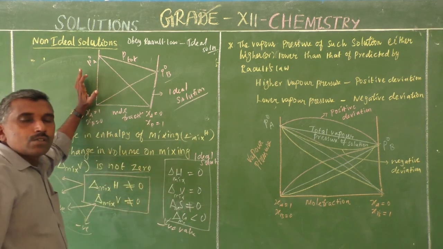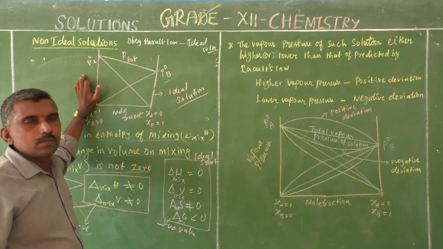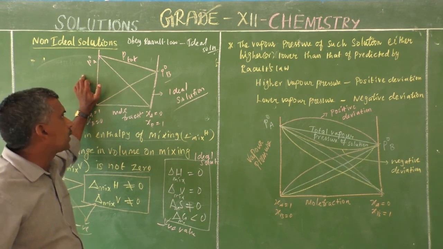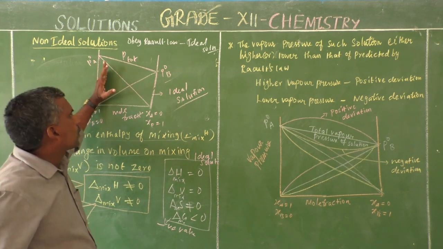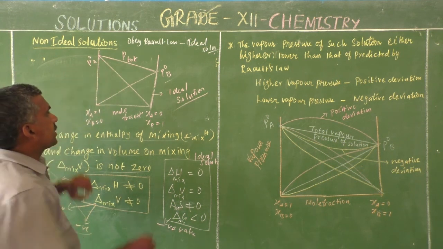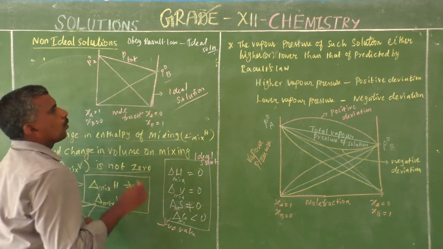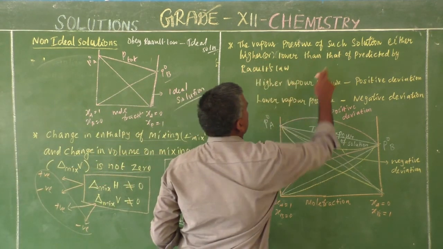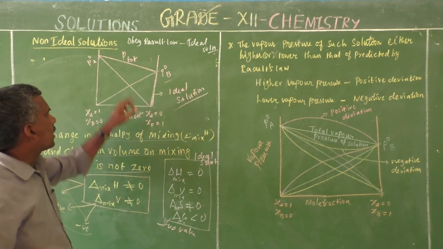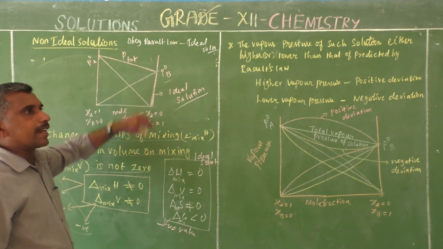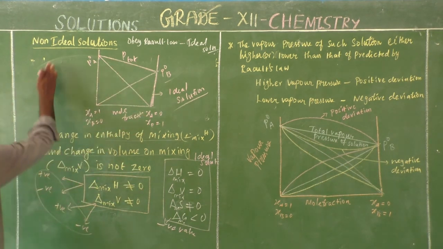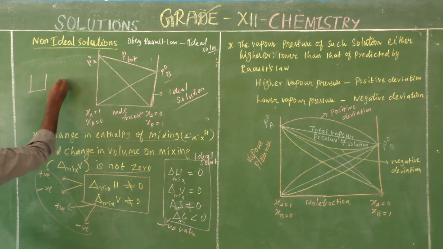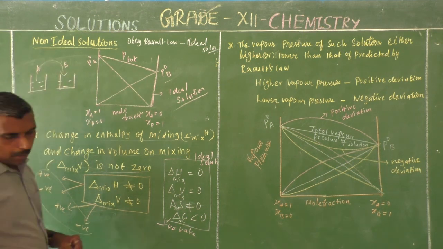But 99% of solutions do not follow this graph. A deviation takes place. What is the reason? The vapor pressure of such a non-ideal solution differs from an ideal solution. Component A and component B are mixed.